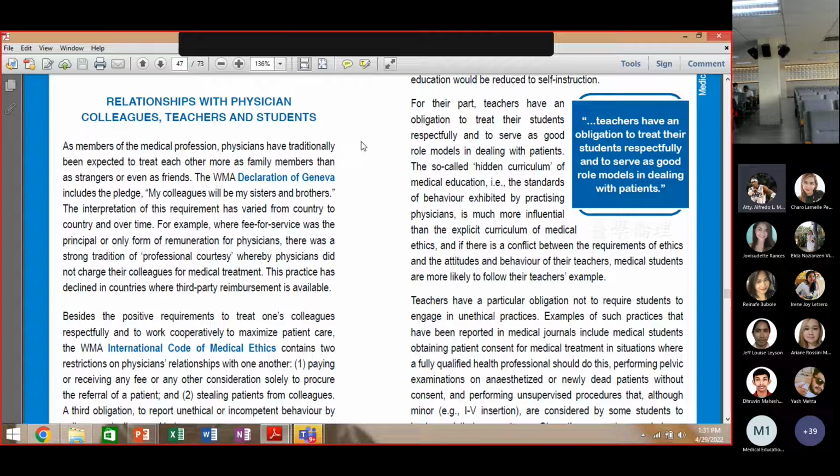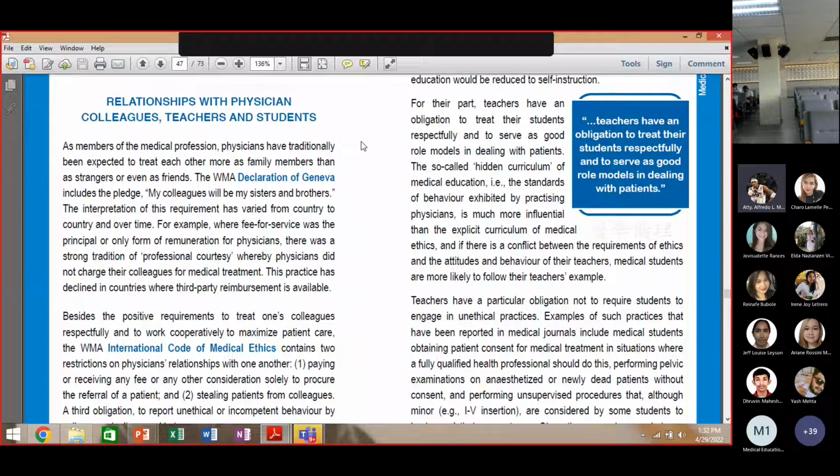So this pledge includes the phrase, my colleagues will be my sisters and brothers. The interpretation of this requirement has varied from country to country, and over time. For example, where fee for service was the principal or only form of remuneration for physicians, there was a strong tradition of professional courtesy. Because the Declaration of Geneva promotes brotherhood and sisterhood among colleagues.